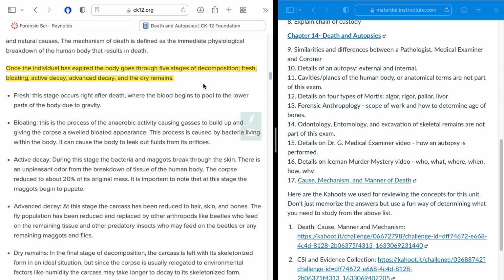So the bloating process is from the bacteria. They're anaerobic. They don't need oxygen to do their thing. And so it really does get bloated. Then active decay is when those bacteria and the maggots from the insects, after they break through the skin, are going to take it all the way down to bones. Other insects will come in and start feeding off of the larva. So now it becomes a whole ecosystem right there with the body.